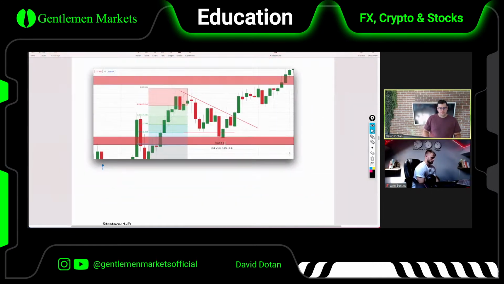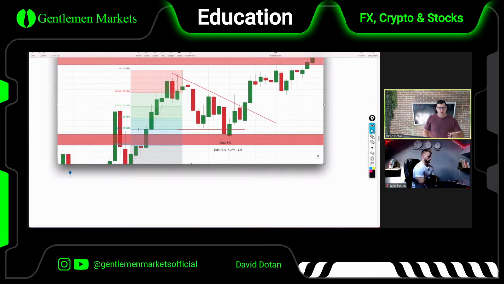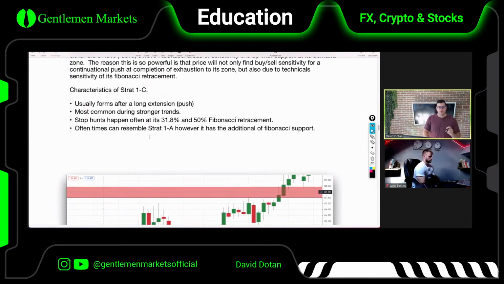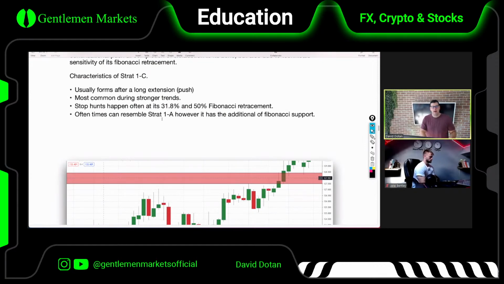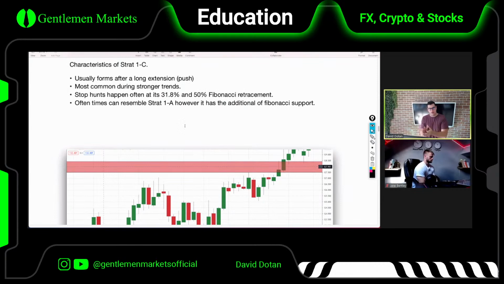Okay, so it usually forms after a long extension, most common during stronger trends. Stop hunts happen often at the 38.2 to 50%. Again, remember, the majority of the time the extensions line up with the 61.8. That's why the majority of these stop hunts are at the 38.2 and 50. Let's change that, it's been bothering me.